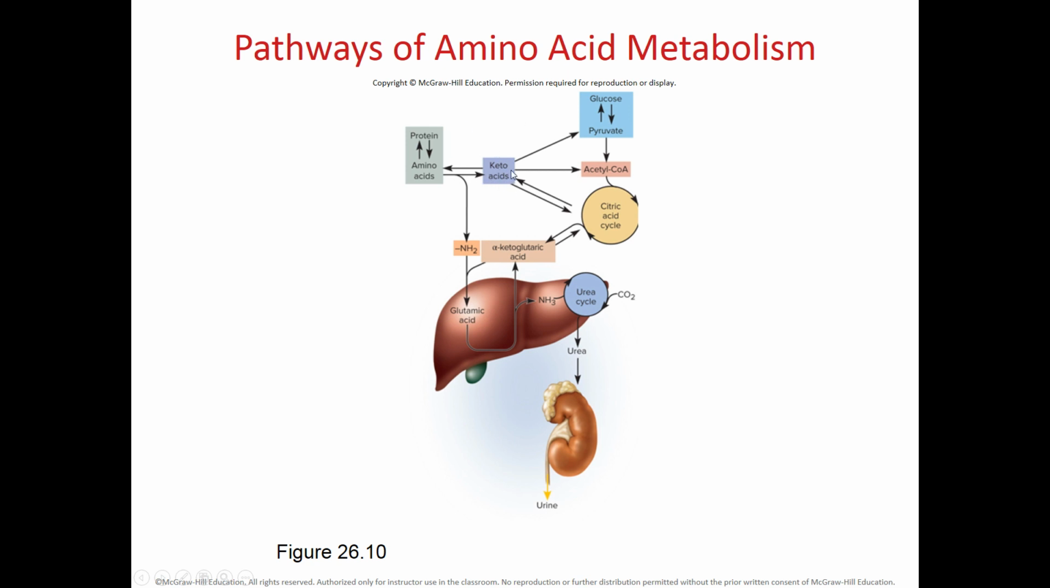Now the keto acids can go, after you deaminate these amino acids coming from the protein pool, you can enter them into the citric acid cycle through acetyl-CoA, or through the formation of these amino acids or keto acids that can enter directly into the citric acid cycle, like ketoglutaric acid, or they can go and form glucose into what we call gluconeogenesis. And when you have excess of amino acids, you can form proteins.